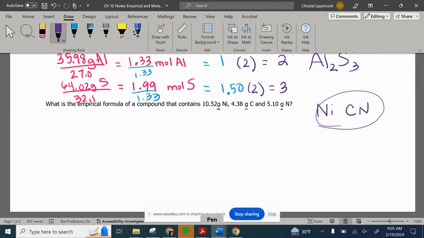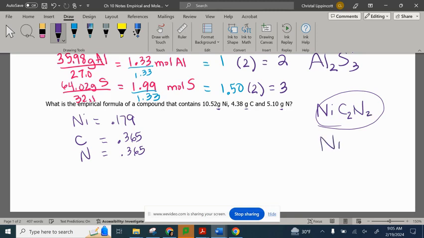So nickel, I ended up with 0.179. And then, yeah, I did screw that up. Carbon and nitrogen, these both ended up being 0.365364. And I'm going to divide by the lowest mole amount. So yeah, I did screw that up. So it should be C2N2.